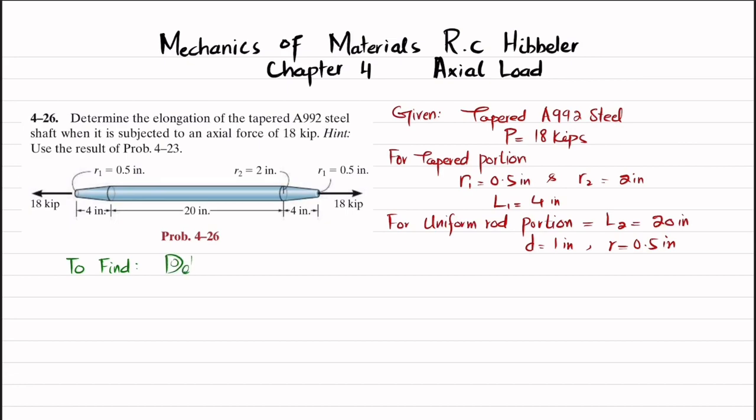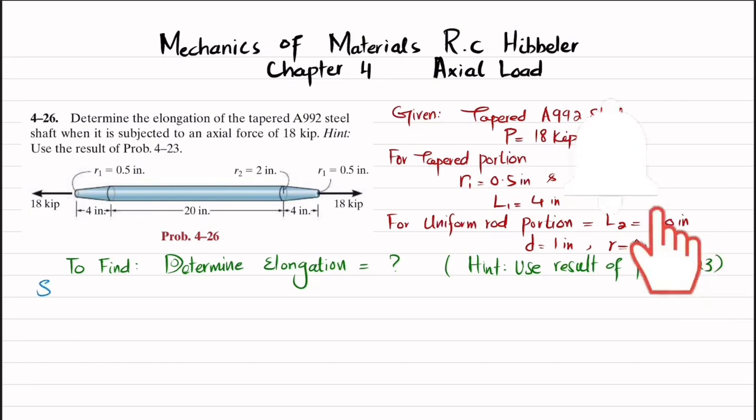So what we have to find is, determine the elongation, and that elongation is not known. The hint is given as: use the result of problem 4-23. So let's start with the solution.